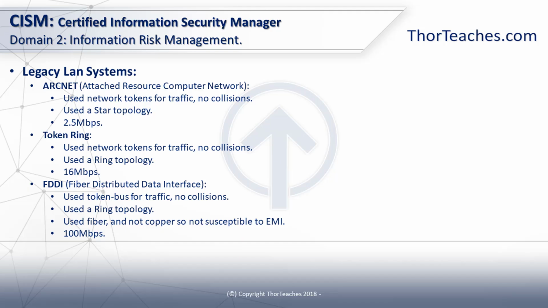Token ring networks use network tokens for guiding their traffic, and because of that, again, no collisions. It used a ring topology and it was up to 16 megabits per second. FDDI, or Fiber Distributed Data Interface, used token bus for traffic, again, no collisions. They used a ring topology, and FDDI was based on fiber cables.